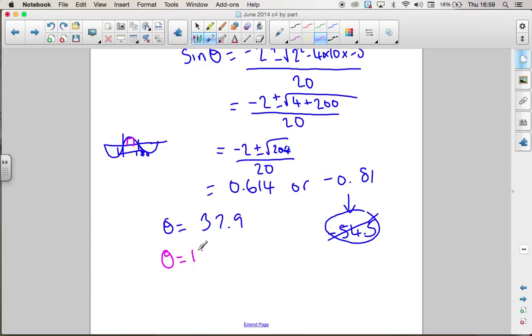So my other answer is going to be theta is 180 minus 37.9, which is 142.1. So those are my two solutions in the range that we've been given.